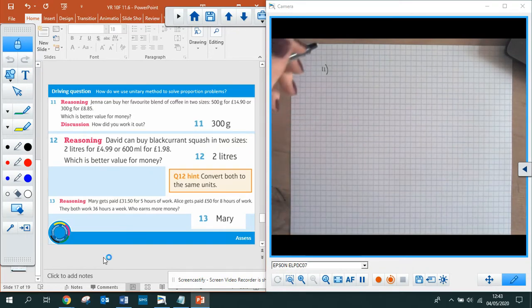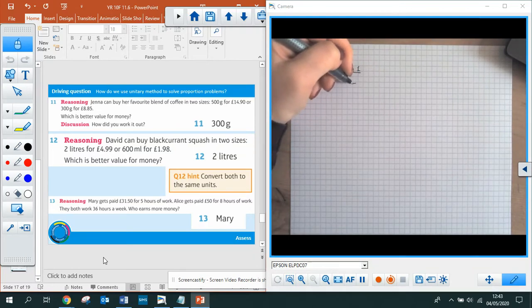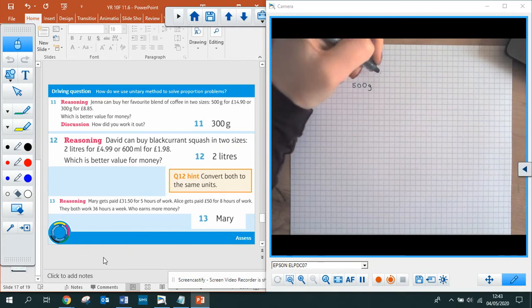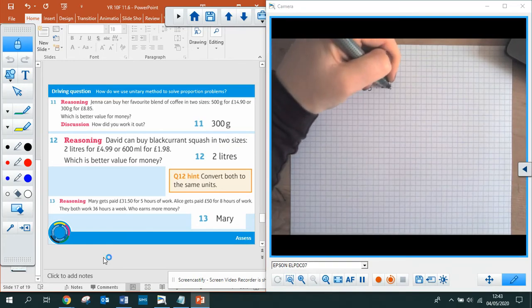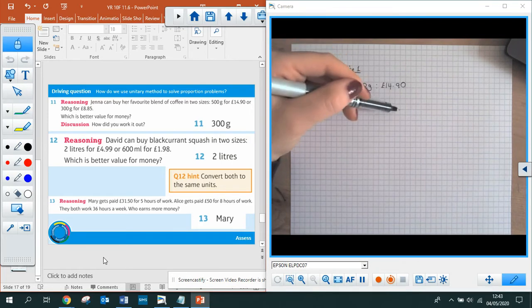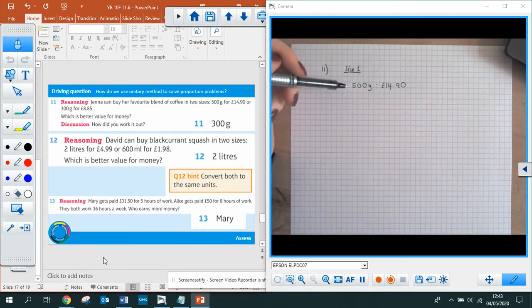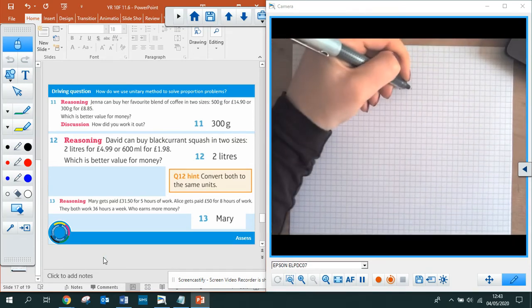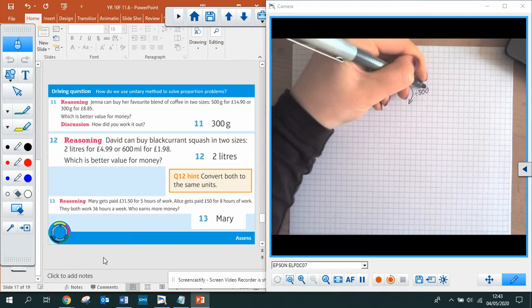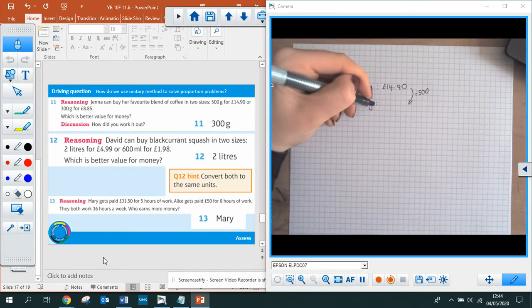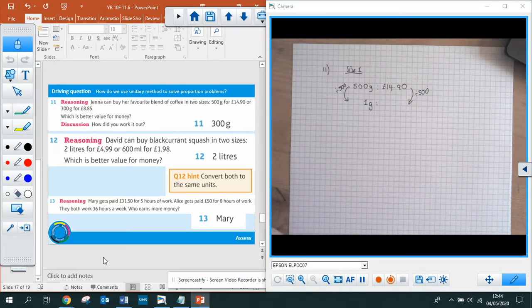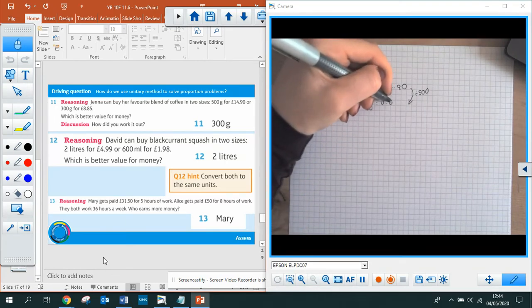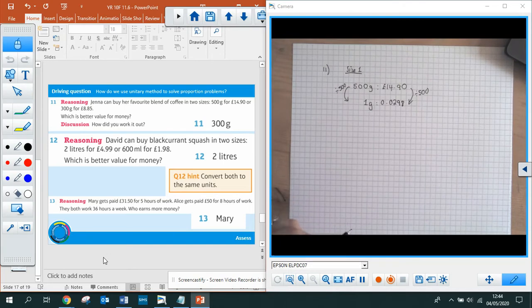So we'll start with size 1. So size 1. She's got 500 grams for £14.90. Okay, you could either divide by £14.90 or you could divide by 500 grams and find out what it is per gram. Okay, I'm going to divide by 500, but either is fine. I'm going to divide by 500, that gives me 1 gram cost, £14.90 divided by 500, which is 0.0298. Okay, that's the cost of 1 gram.